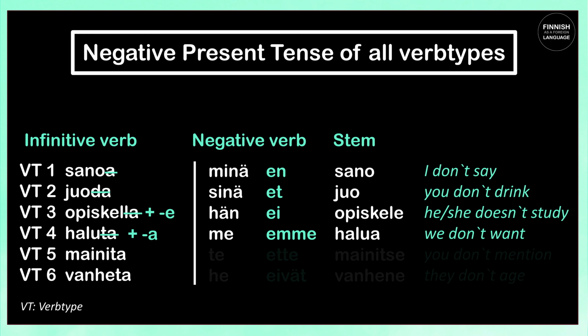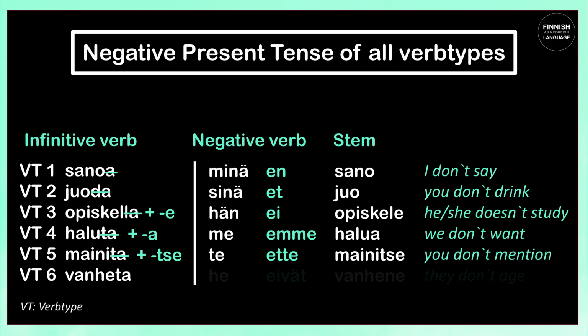Next one, verb type 5, mainita. Mainita means to mention. We wanna say you don't mention, so it's te ette mainitse. So te ette means you don't, plural, and mainitse is the verb stem. How do we get the verb stem of verb type 5? Also here we have to remove the two last letters of the infinitive verb. So mainita changes to maini. Then we have to add tse to it, which means we remain with mainitse as our verb stem. So that is why we say te ette mainitse.